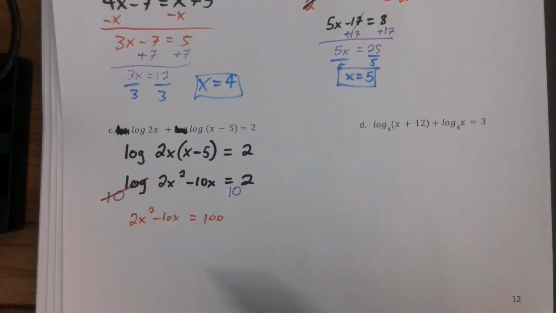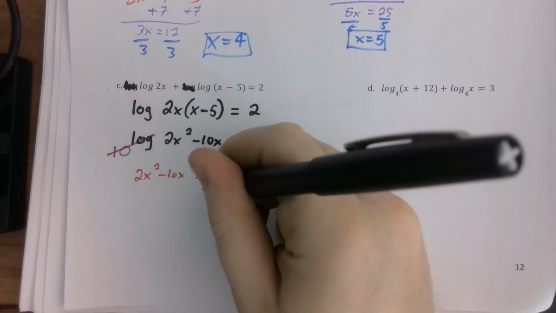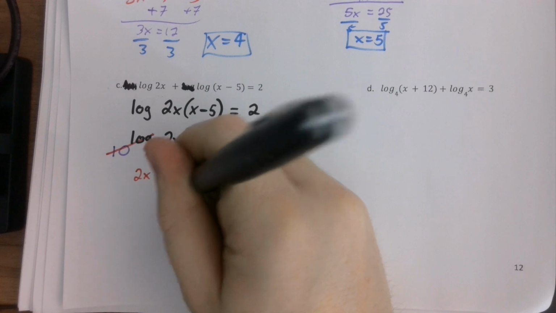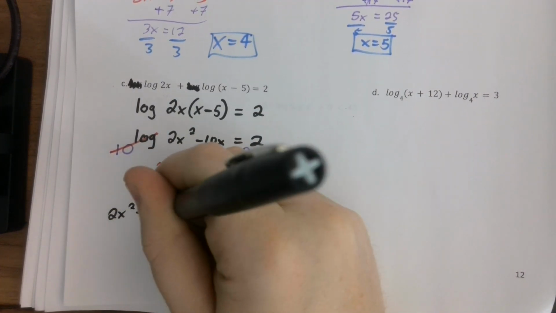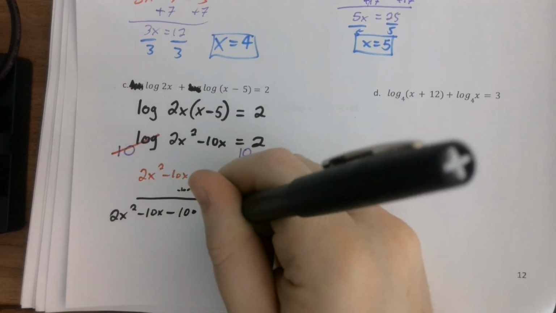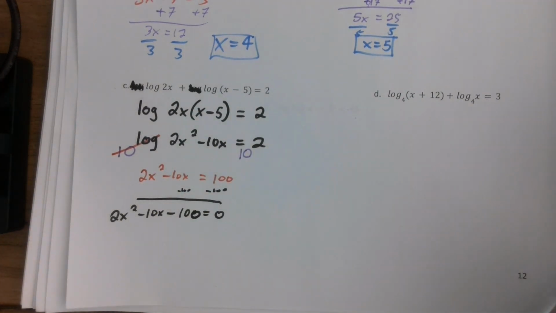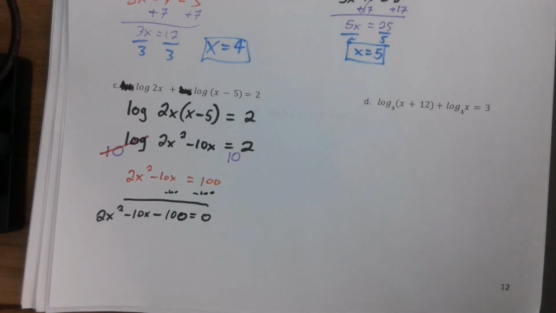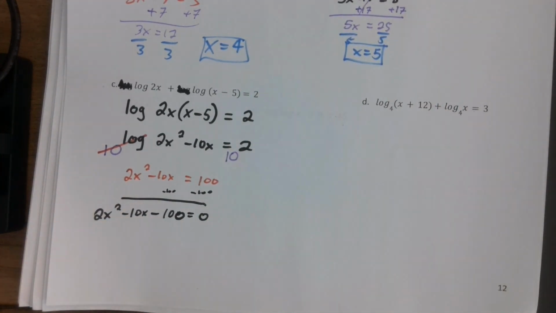We have an x squared in there, so we know we want to get everything onto one side. So we can minus 100 from both sides, giving us 2x squared minus 10x minus 100 equals 0. And now we can just use any solving method we want, really. We can factor this, we can graph this, we can do the quadratic formula, we can complete the square, although I wouldn't recommend it because there's an a value. We can use any of the methods that we know.